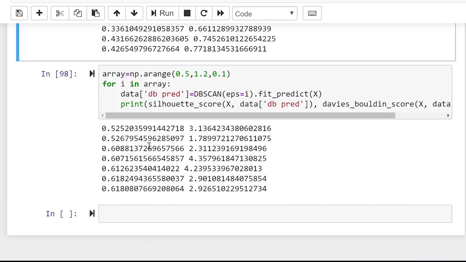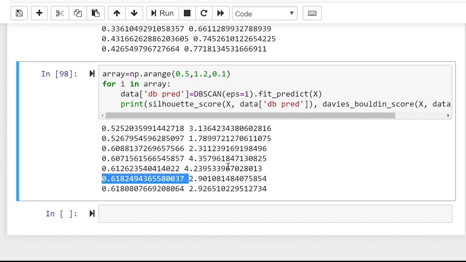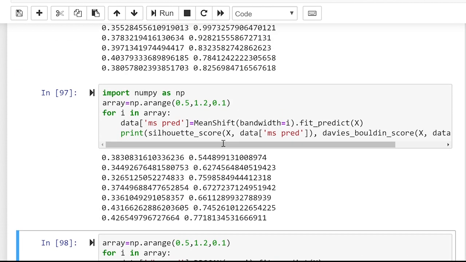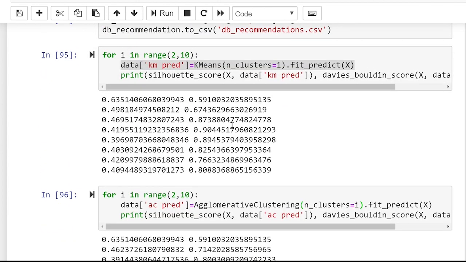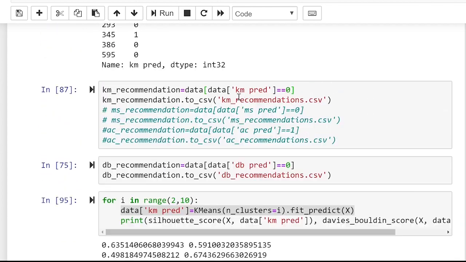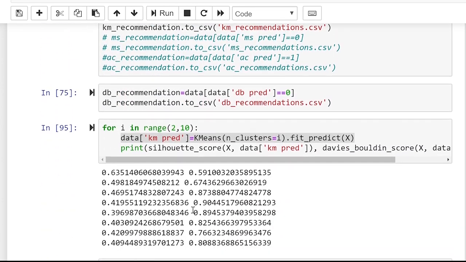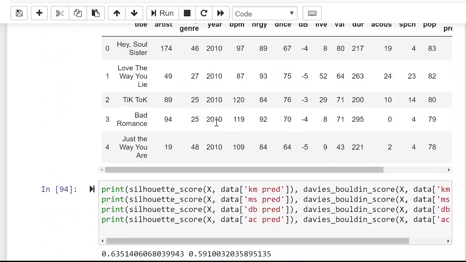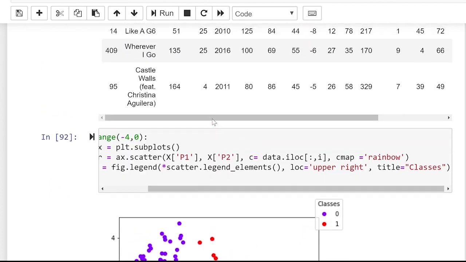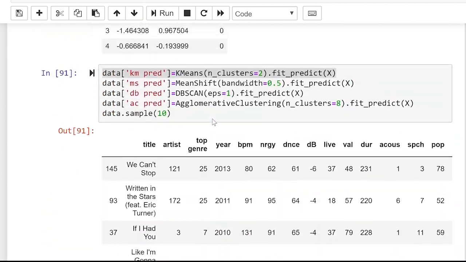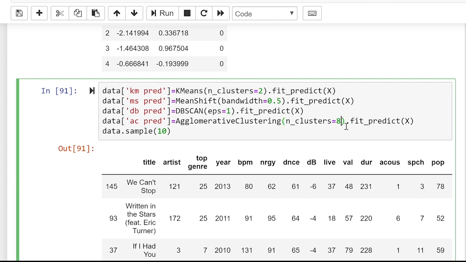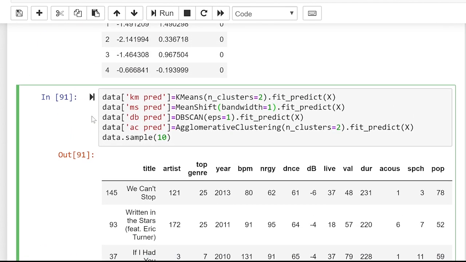All right, for DBSCAN, the highest silhouette score is this, and the Davies-Bouldin is over here. I remember I saw a better Davies-Bouldin score, so let's go with number of clusters 2 for both k-means and this one. And let's set bandwidth 1 because it gave us a better score.